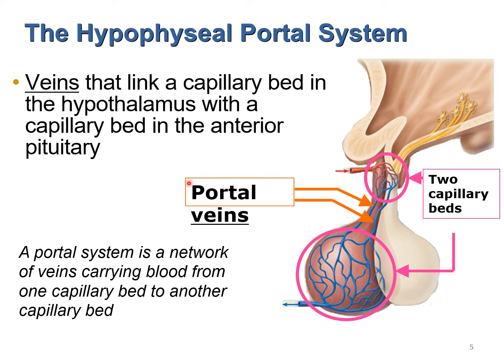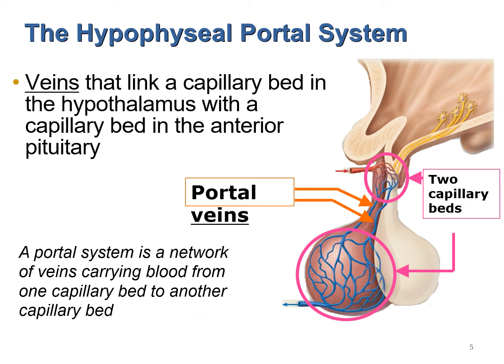With a portal system, you have veins that connect one capillary bed to another. And this specific network of veins is called the hypophyseal portal system. You have a capillary bed in the infundibulum, and then you have these portal veins, which then carry blood from those capillaries to a second capillary bed in the adenohypophysis. And then veins take blood back to the heart.